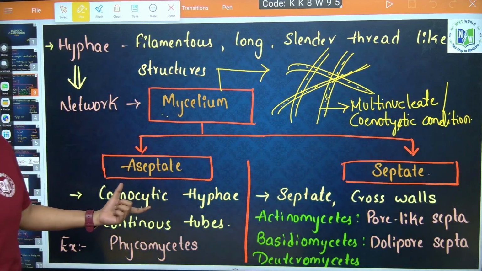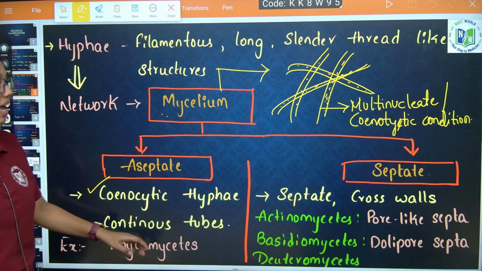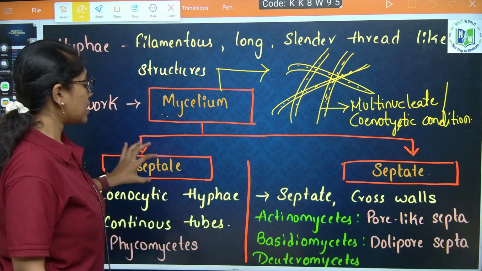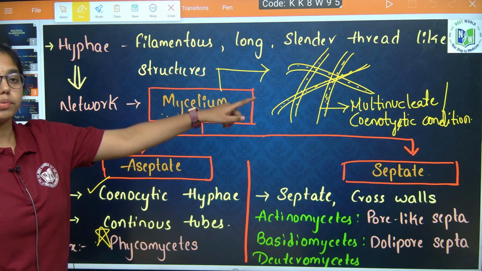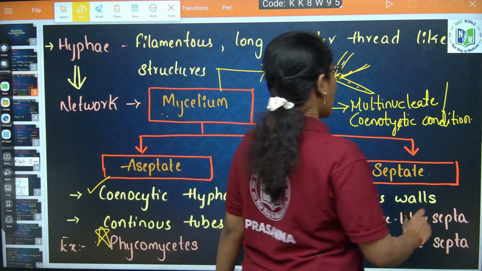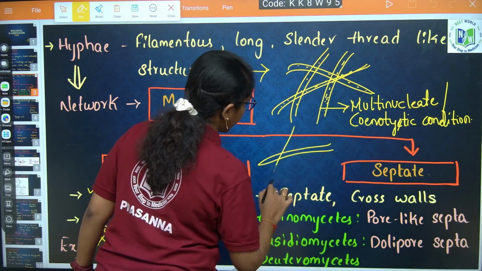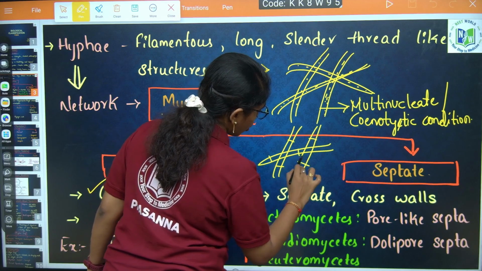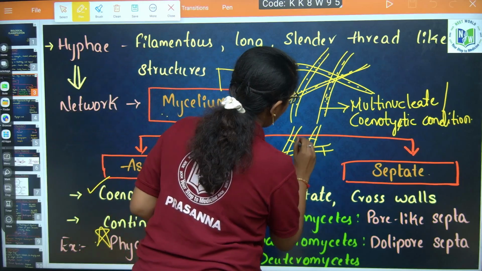It is seen in what type of mycelium? Aseptate mycelium, where you will see cenocytic hyphae and continuous tubes which are not divided by any septa. Such type of aseptate mycelium, where do you observe it? In Phycomycetes. And few mycelium are septate. The hyphae are divided by cross walls or septa, and you will see each septum has one nucleus.